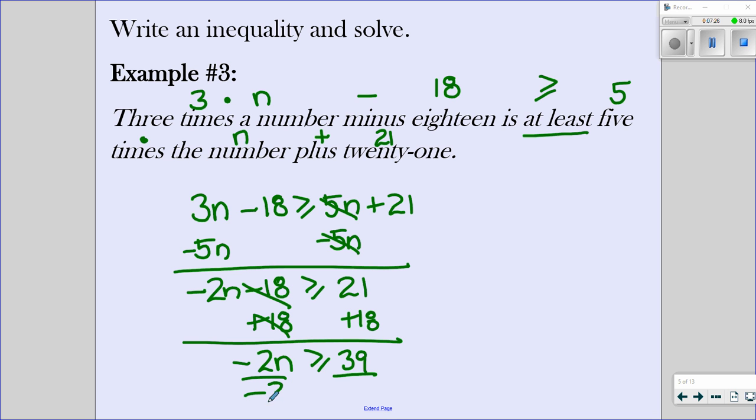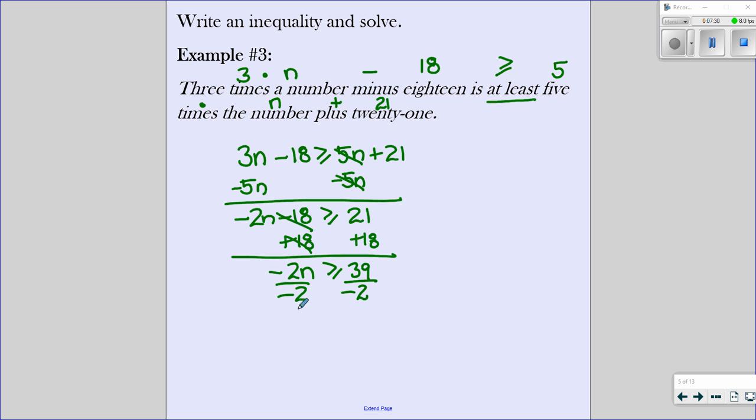And then I'm going to be dividing by negative 2. So that means when I divide by negative 2, I need to flip the inequality symbol. So instead of greater than or equal to, it will be less than or equal to. And then 39 divided by 2 will give me negative 19.5. And then I write this in the set builder notation.